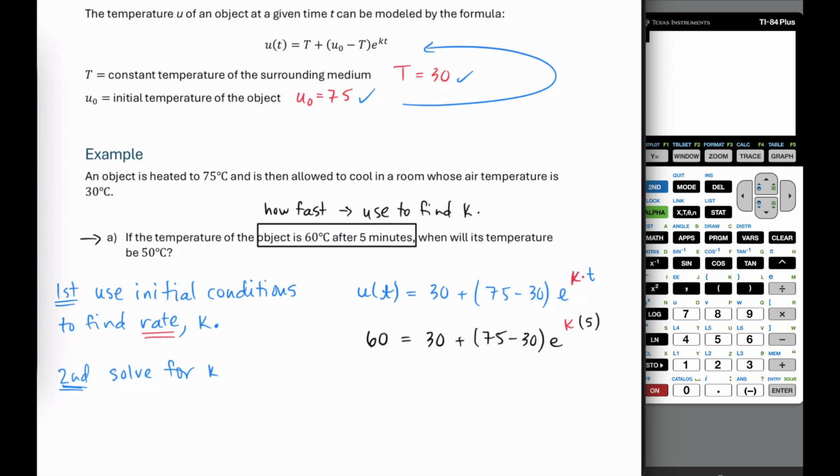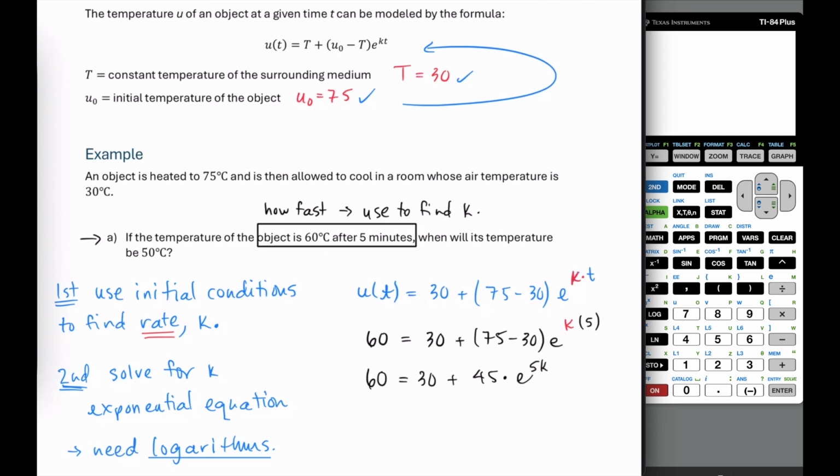So in solving for K, we'll notice that the K is located in the exponent position, so that makes this an exponential equation. And to solve for a variable in the exponent, we're going to need logarithms. But of course, before we bring in logarithms, we definitely want to simplify this equation as much as possible. So we'll start by saying 30 plus 75 minus 30 is 45, and that's my multiplier on e to the, let's call that 5k power. We continue to simplify. Let's subtract 30 from both sides to get 30 on the left. 45 is the multiplier on e to the 5k power.